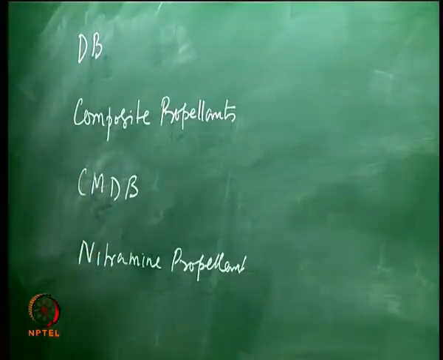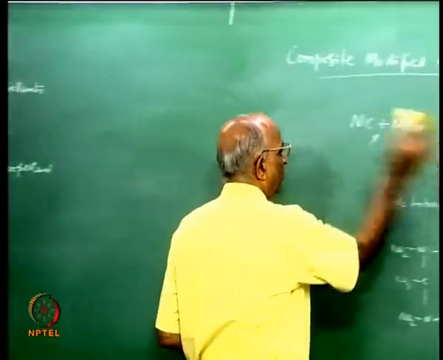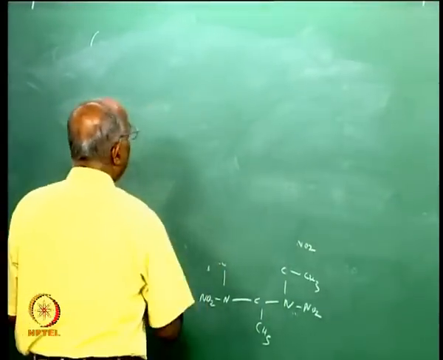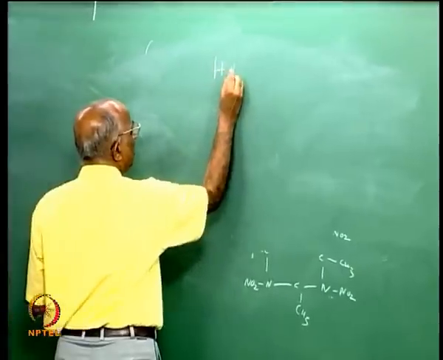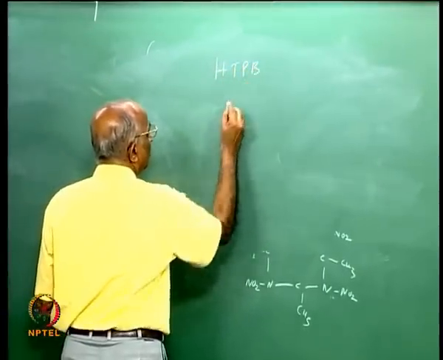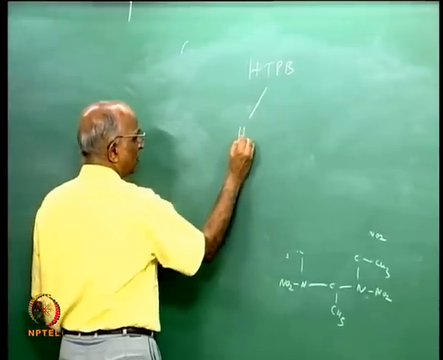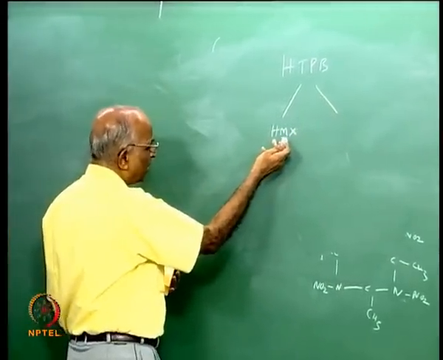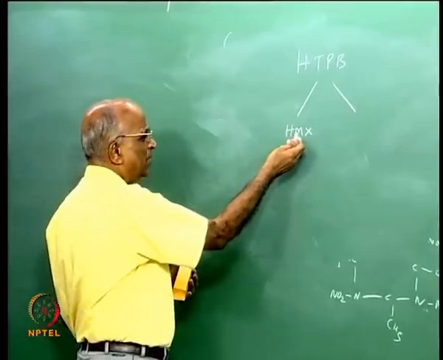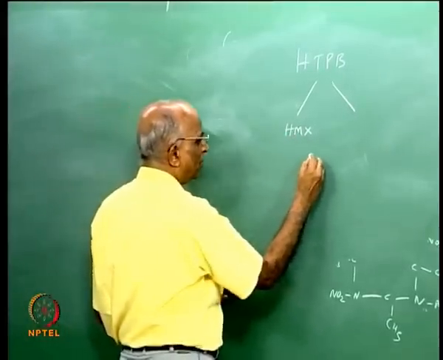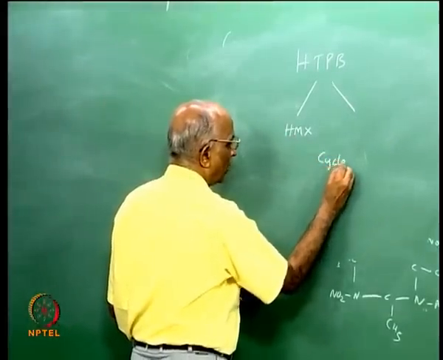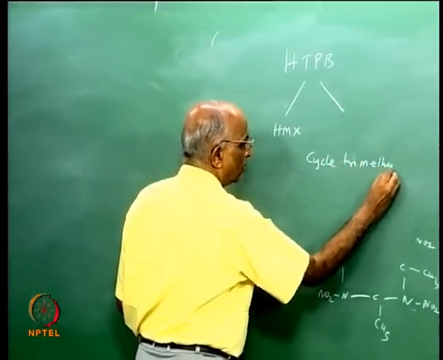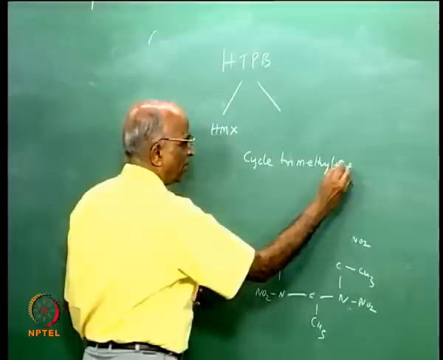When I say nitramine propellant, we have a binder like HTPB, which is a polymer. Into the polymer, let us say HTPB, you add something like HMX, which is an explosive, or a slightly less energetic explosive which we call cyclo-trimethylene trinitramine.